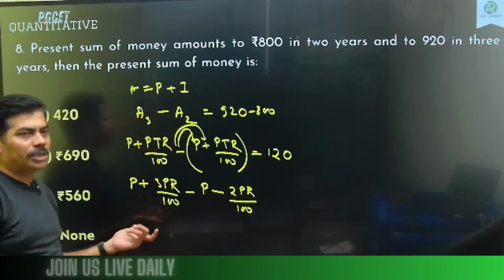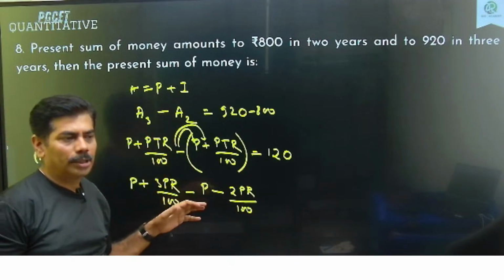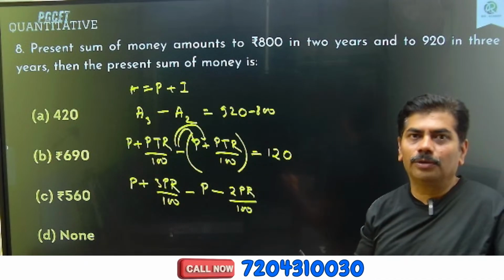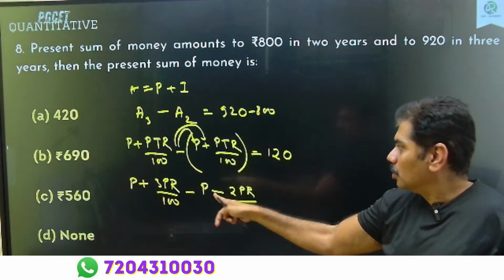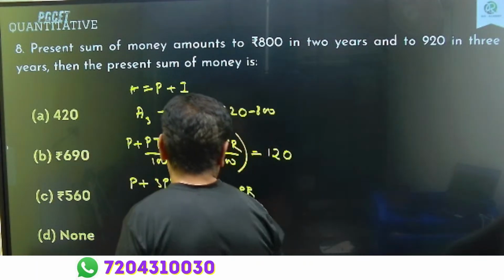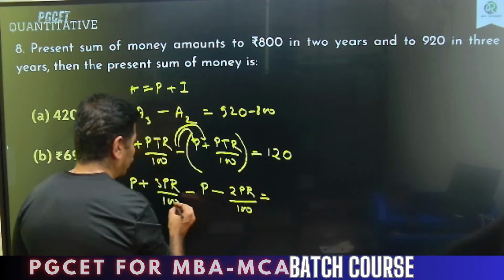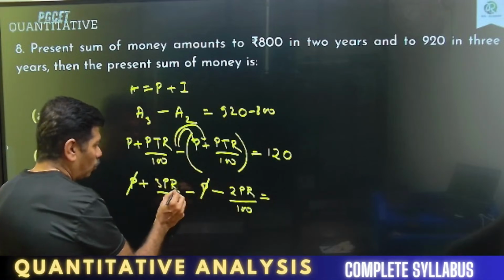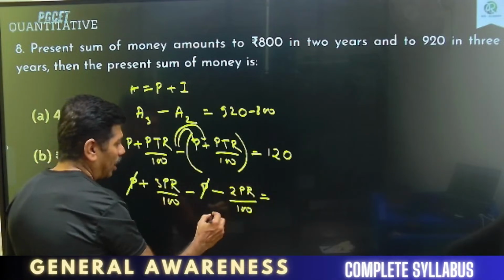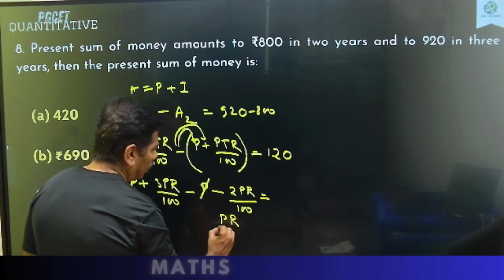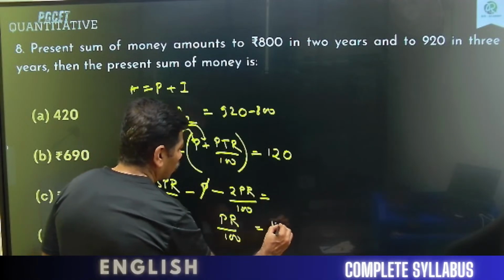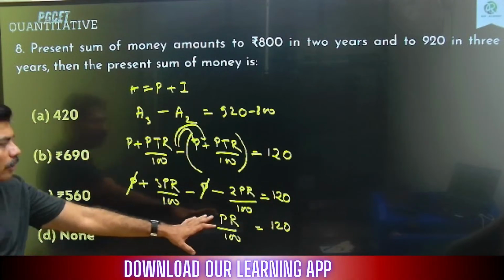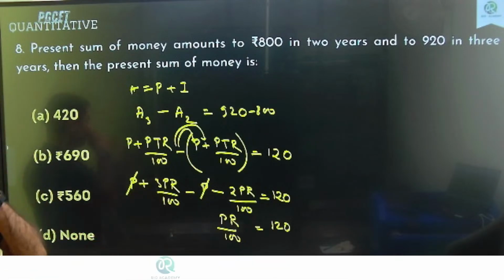Now this question is a little simple compared to the previous one. Because in that one we had to calculate the principal and then calculate the rate of interest. Here they have asked for the principal. So in the very next step you may get the answer. Here P and P get cancelled. Alright, and 3 PR by 100 minus 2 PR by 100 becomes PR by 100 equals 120 rupees. So the value of PR by 100 is 120.